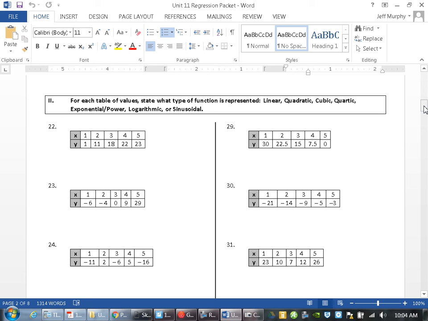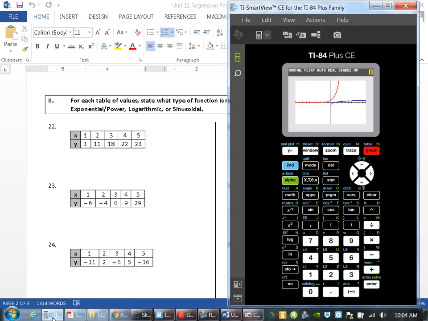Now, the other thing that, to be honest with you, I didn't know you could do this. Let's look at number 24 real quick, and let's put it in our calculator, L1, L2. I'm going to clear out your y equals real quick. We'll clear all lists, and we'll go to stat edit, L1, L2. We're doing 24. It's 1 through 5.